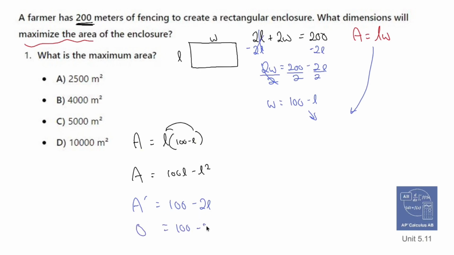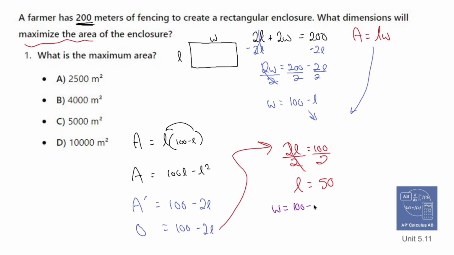So 100 minus 2L equals 0. Let's add 2L to both sides. 2L equals 100. And my one and only critical point is going to happen at L equals 50, which means 50 exists at a maximum or minimum. And in this case, it's going to be a maximum because the numbers make it work that way. Now, if the length is 50, I need to find the width. Up here, it says that the width is 100 minus L. So the width is going to be 100 minus 50. So the width is 50.